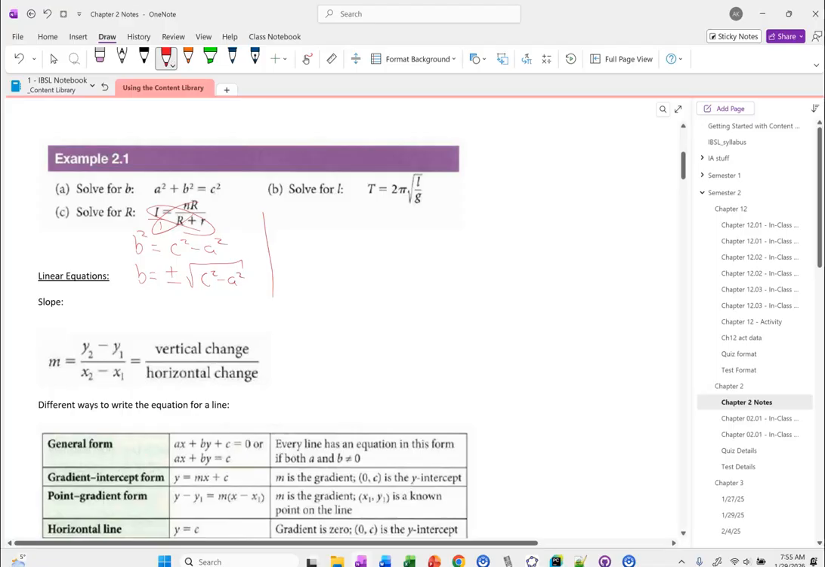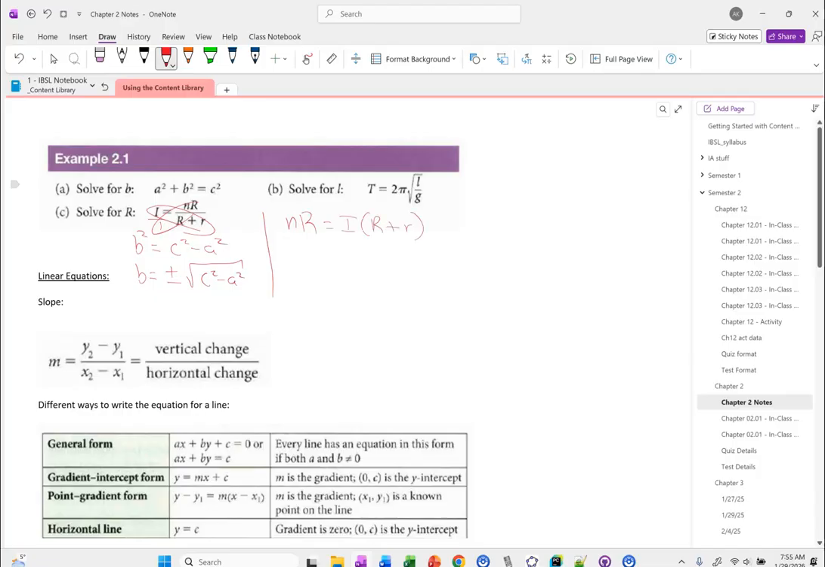What I have is a proportion. So I'm just going to cross multiply. So I can say that. I get rid of my fraction. That's probably helpful. Now what?